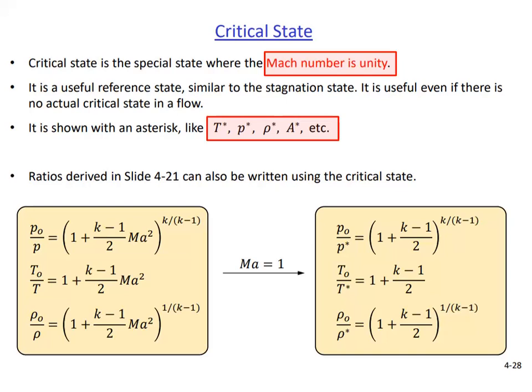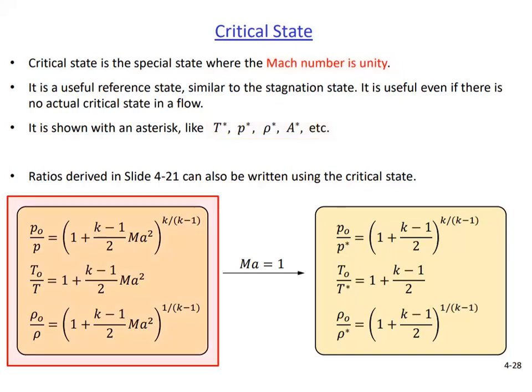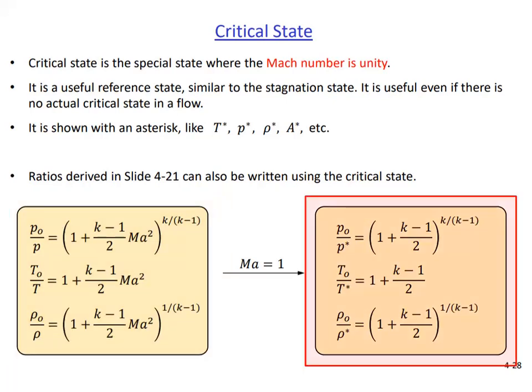And when an actual critical state exists, it is seen where the area is minimum, which can be the throat of a converging-diverging duct. The equations seen in the left box are the ones derived earlier in slide 421. They are the ratios of the stagnation state properties to the properties of any other state. If we set the Mach number to 1, we get equations for the ratios of stagnation state properties to those of the critical state.